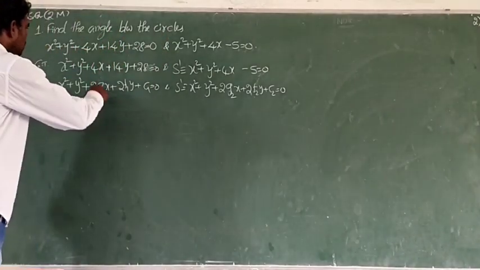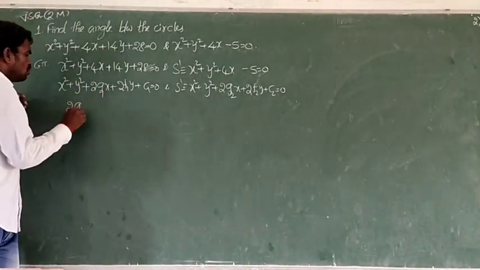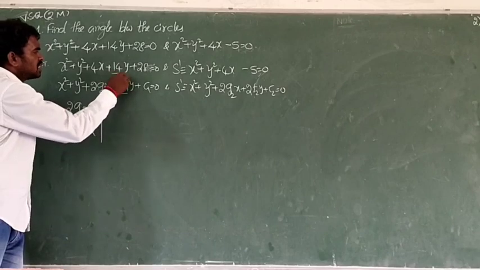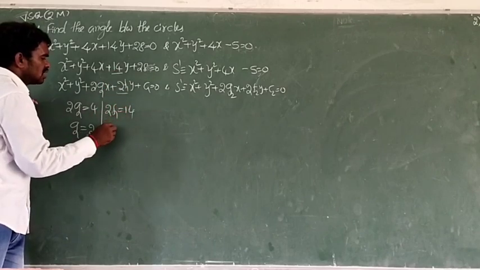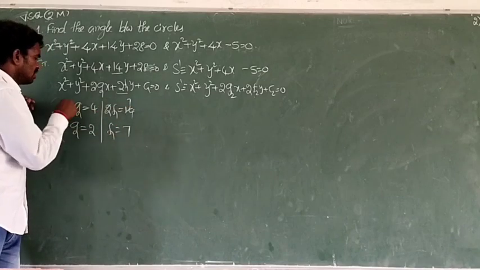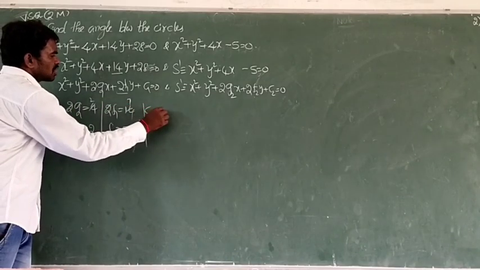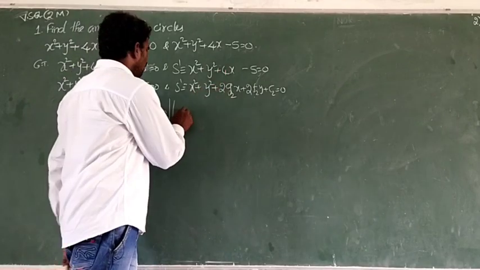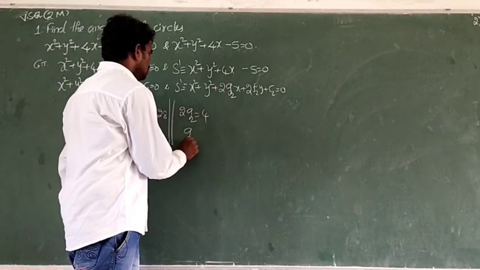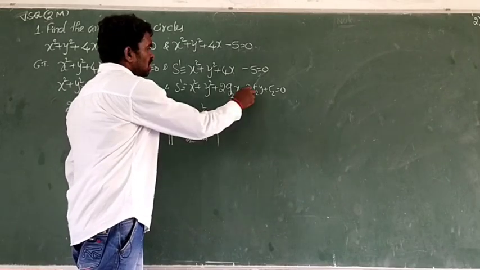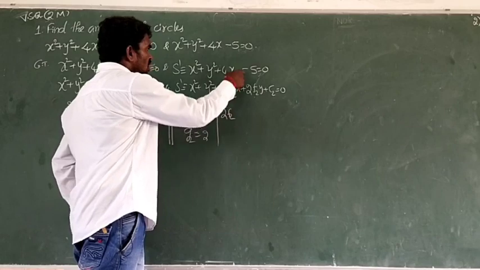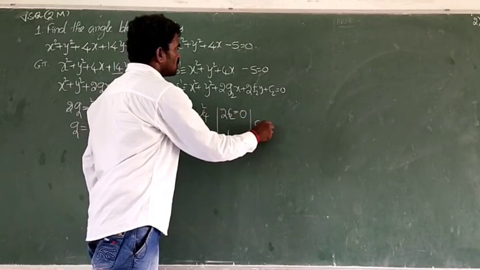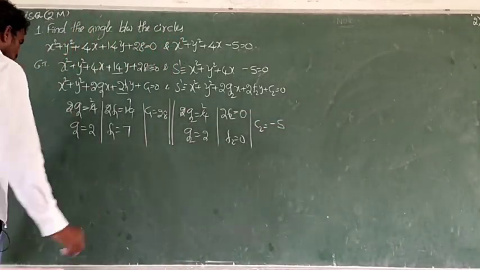So now tell me, what is g1? 2g1 is nothing but 4, so g1 means 2. Next, 2f1 means 14, so f1 means 7. Next, c1 constant term is 28. Similarly, 2g2 means 4, so g2 means 2. Next, here y coefficient is 2f2, but in the given equation there is no y term. That means f2 is 0. Next, second constant c2 is minus 5. Completed.